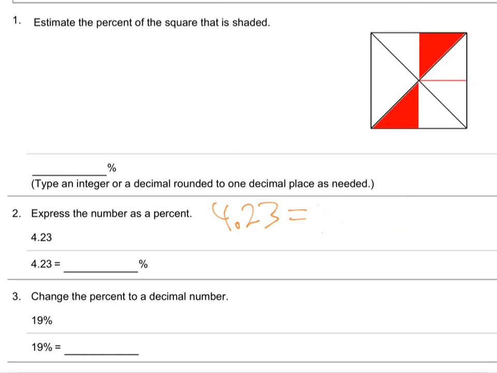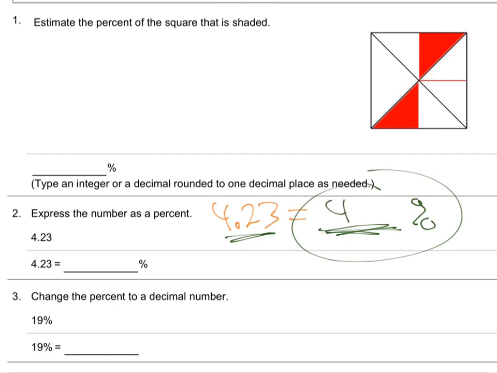So what's the deal here? Any ideas? What number can I put here that'll be the same as this, but will have a percent symbol on it? That percent symbol is not just decoration, right? It's going to make a difference. Noel? 423. What do you think about Noel's idea? What makes you think that, Noel? If you put 100 under it, it would be 4 as a whole, and then it'll be 23 over 100.